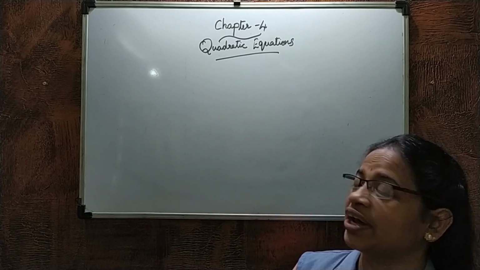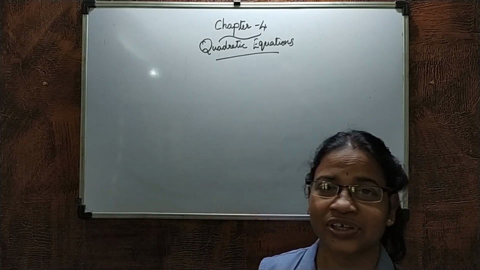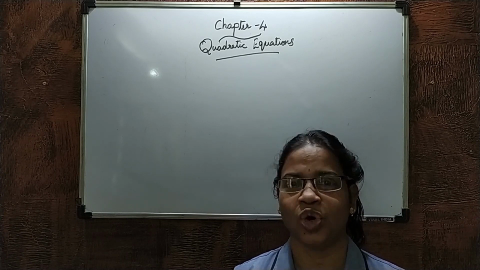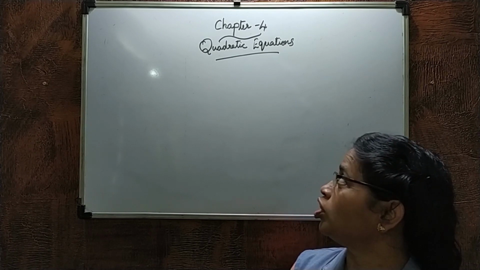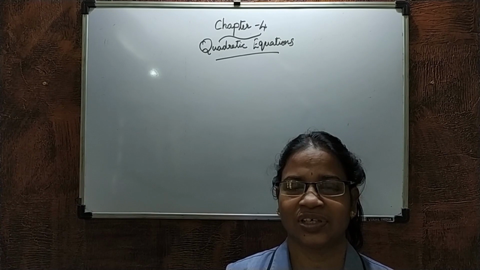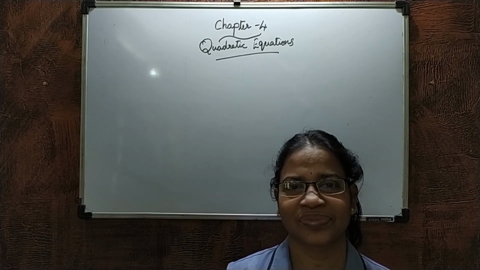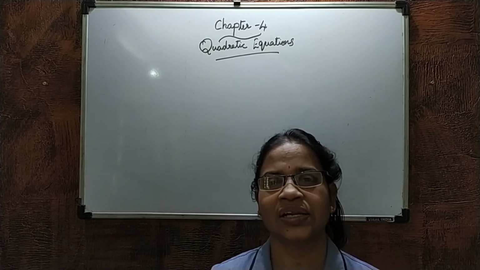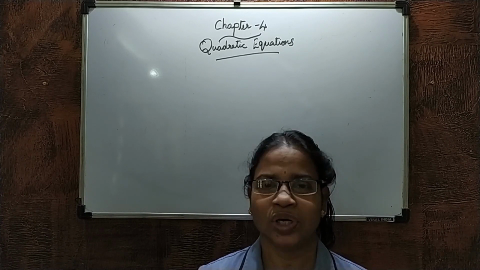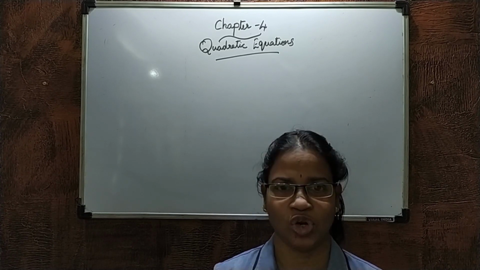We will start our class with a new lesson. Chapter 4, Quadratic Equations. Do you remember this term quadratic? Yes, it is in the second lesson, quadratic polynomial. Quadratic polynomial, and here it is quadratic equations. Both are different. What is a quadratic polynomial? The quadratic polynomial is a polynomial which has the degree 2. Degree means what? The highest exponent of a polynomial.